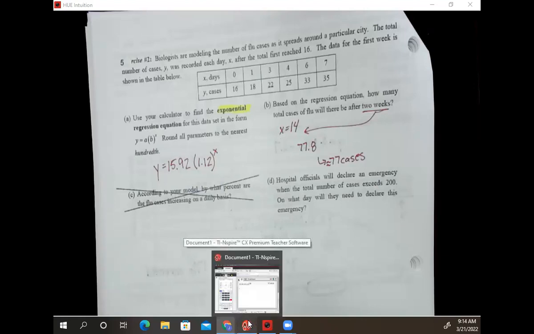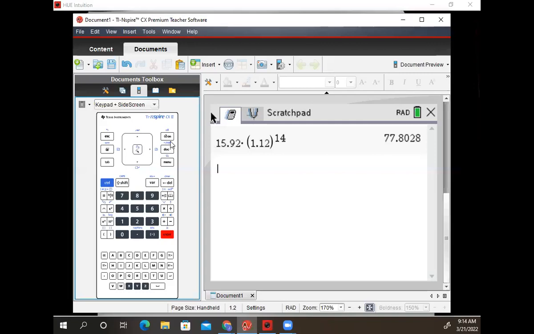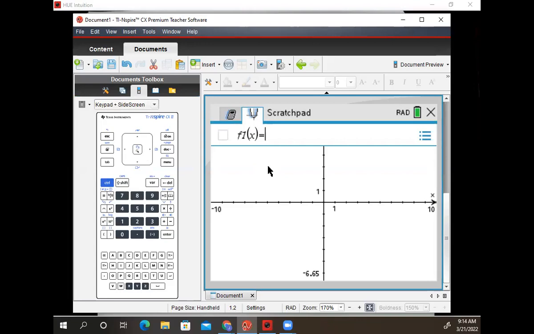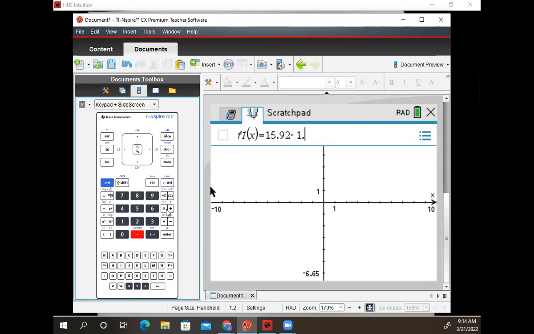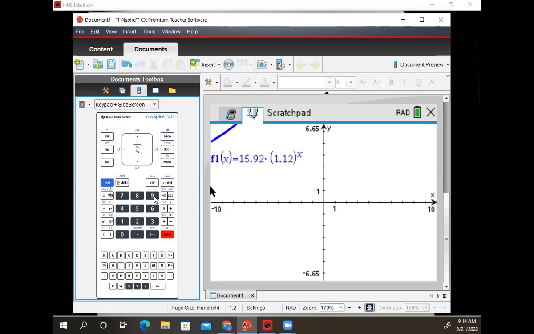So what I'm going to do is go back to my calculator here, and I'm going to go back to my document. Actually, we can do this on Scratchpad. I'm going to go to a graph, or you can add a graph page if you want. And I'm going to graph the function that we created. So 15.92 times 1.12, and then we want that goofy caret key again, to the X power. So I'm going to graph that. And then I'm going to hit the tab key, and I'm also going to graph 200.